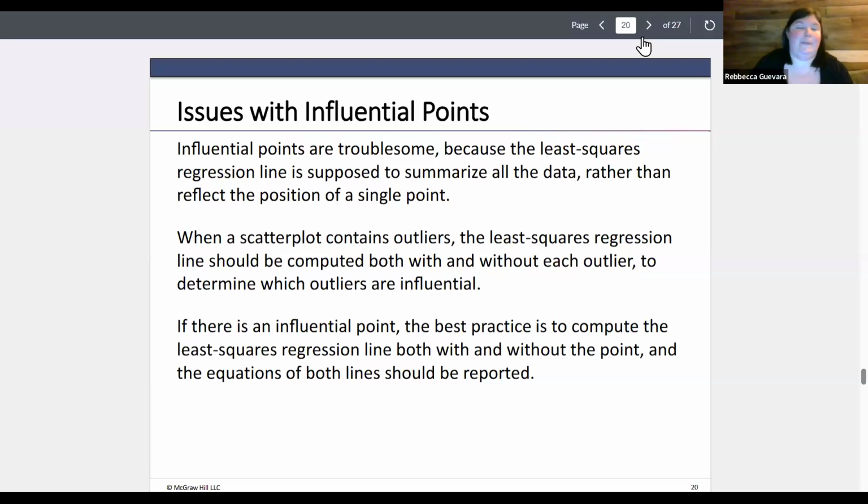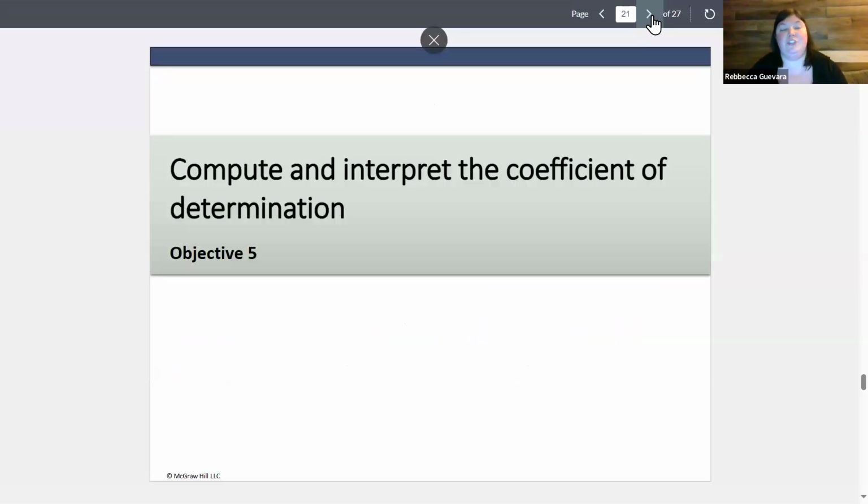So the coefficient of determination is the very last thing we need to mention. I had talked about this before when we were talking about correlation coefficients. You notice that when we were trying to calculate them, there was this R on the calculator, and then there was this R squared. The R squared represents this coefficient of determination.